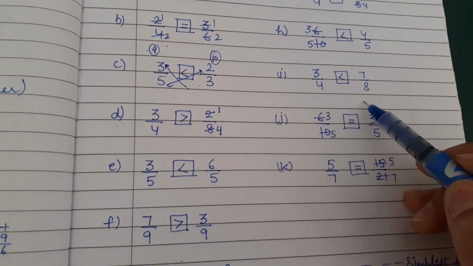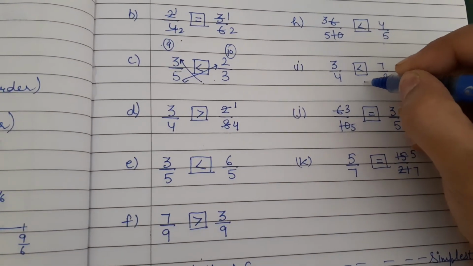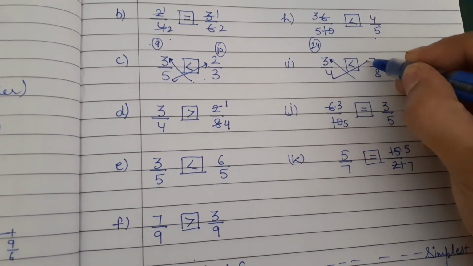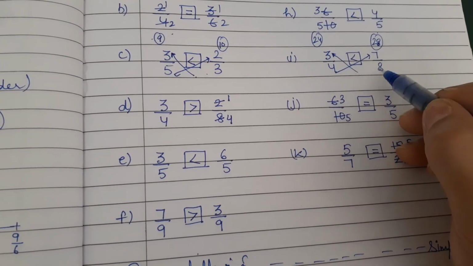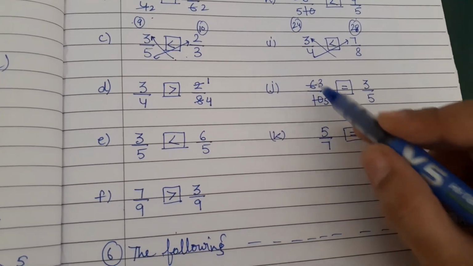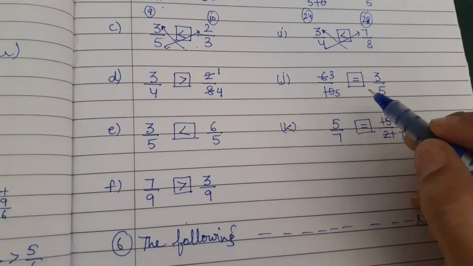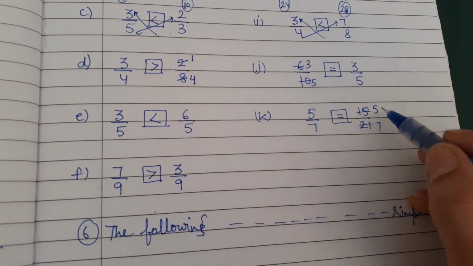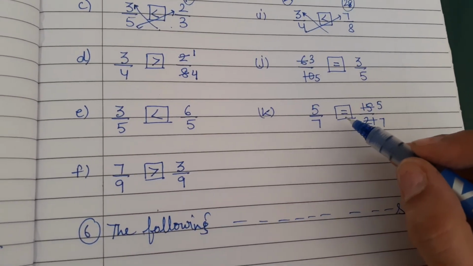3 by 4 or 7 by 8. Now both are unlike fractions. Again you can cross multiply. 3 8s are 24, you will get here. And here 4 7s are 28. Right? So which is bigger? 7 by 8. 6 by 10 and 3 by 5. So first reduce this fraction. 2 3s are 6, 2 5s are 10. So 3 by 5, 3 by 5. Both are equal. 5 by 7 or 15 by 21. Reduce this fraction. 3 5s are 15, 3 7s are 21. Now both the fractions we have got are equal. So we'll put equal sign.